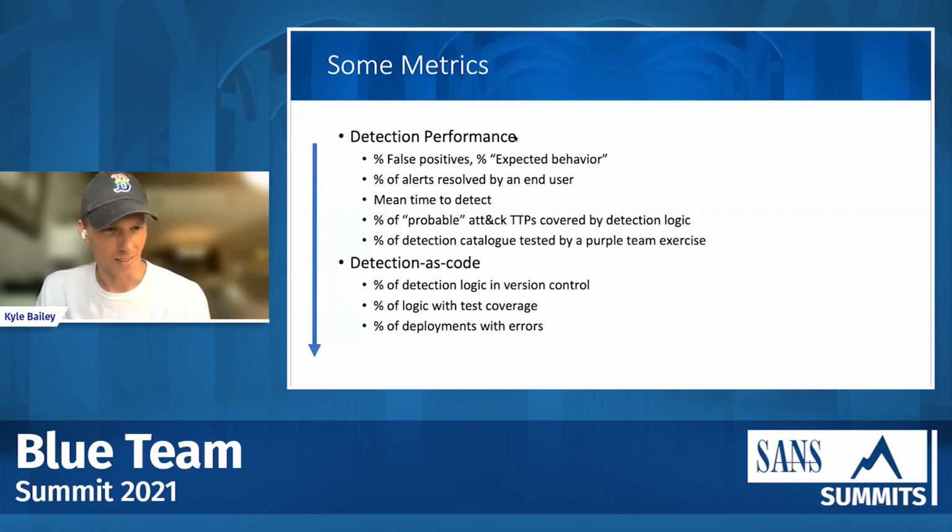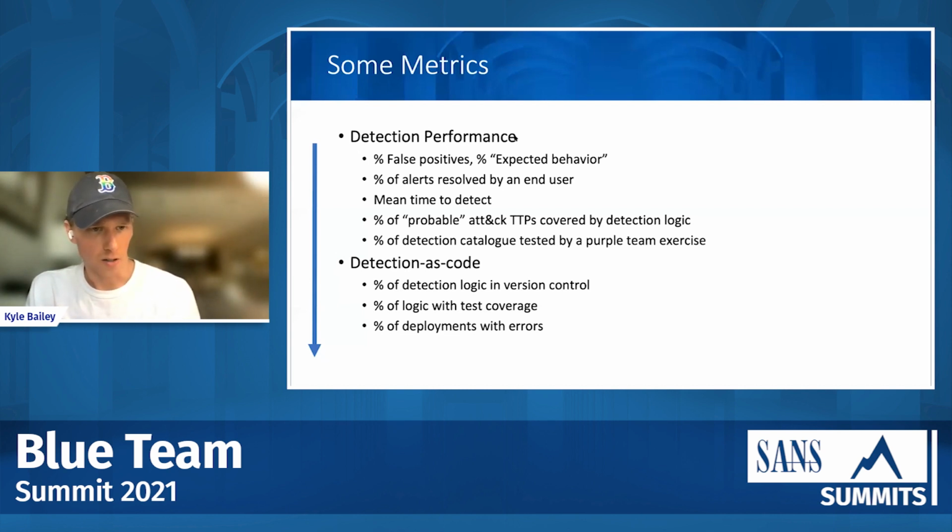Probably should have flipped these two, but this one is also detection: the percent of your catalog tested by a purple team exercise. Instead of focusing purple team exercises on attack TTPs, which is one way to do it, you could also just go out and test the individual detection logic that you built. So there are two schools of thought there.